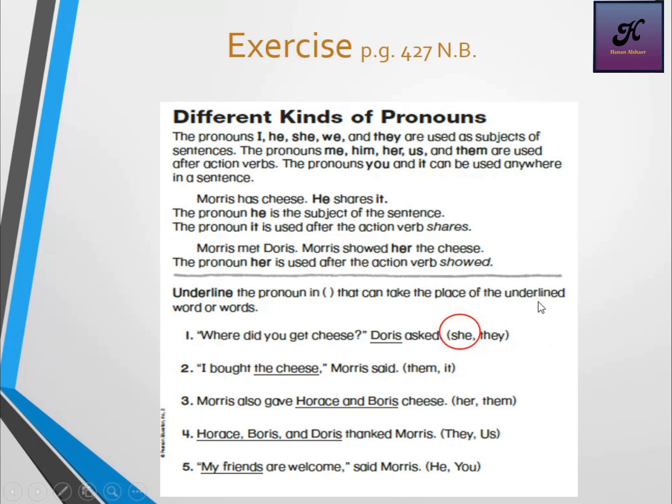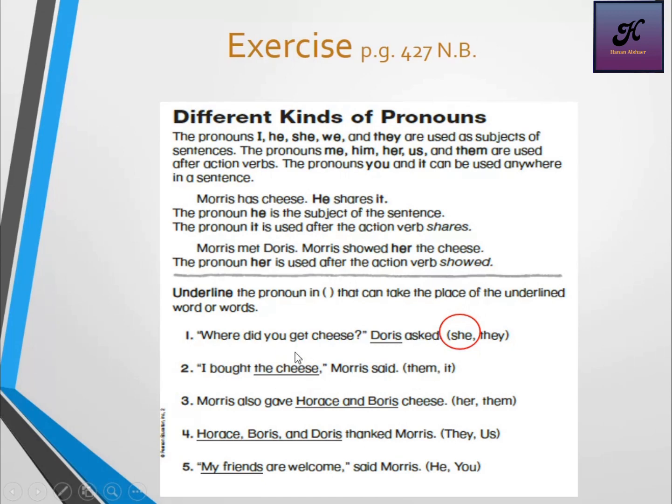Excellent. Okay, number 2. I want you to do it by yourself. Let's try. I bought the cheese, Morris said. Now we have the words, the cheese. Okay, I bought the cheese. Let's see. The cheese here, does it come after the verb or before the verb? I can see that it comes after the verb. Since it's after the verb, I believe it's object. Is it correct? Object or subject? Yes, it's object. So what should I use, them or it?